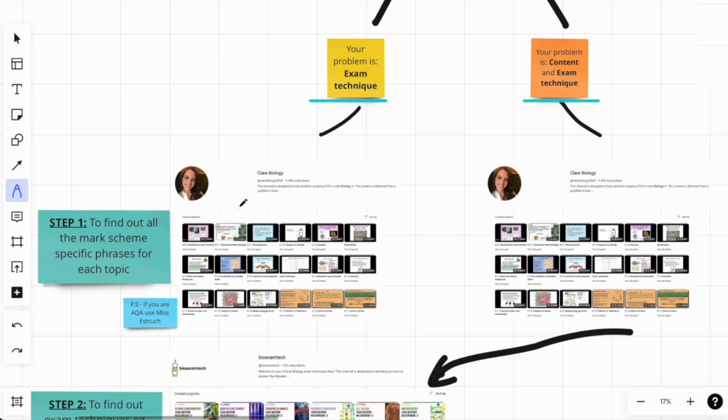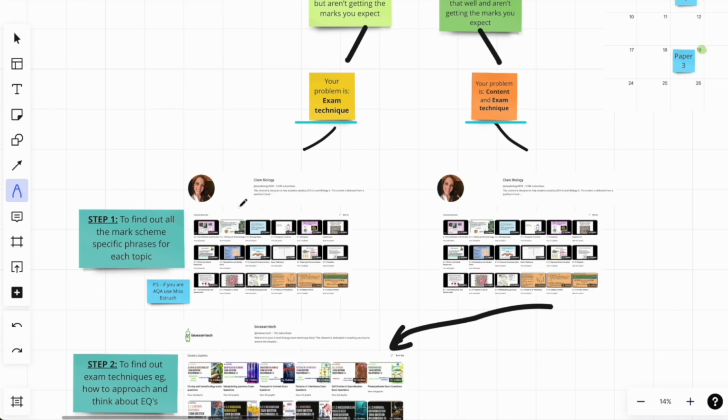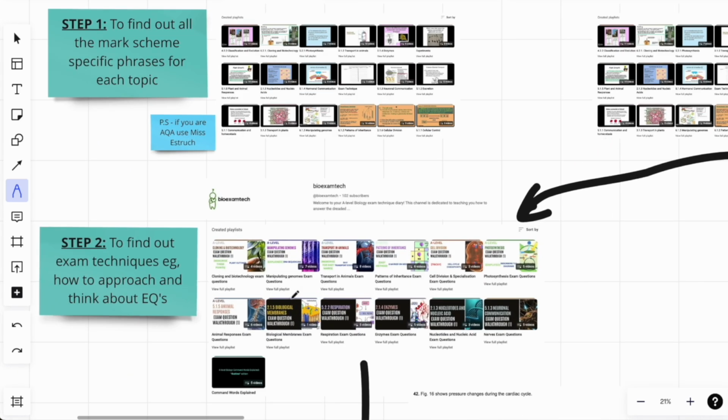Okay, so that's number one, step number one. Now, step number two is when both those camps of people merge into one. Next thing you need to know is exam technique. You need to know how to approach questions, how to think about them, what to write.